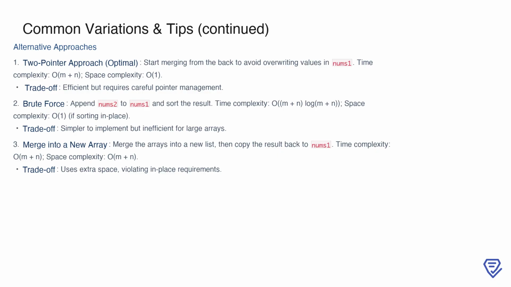A simpler, though less efficient, approach is the brute force method, where you append nums2 to nums1 and sort the result. While this has a higher time complexity of O(m plus n log(m plus n)) and may work for smaller datasets, it's not suitable for larger inputs. Another alternative is to merge into a new array first and then copy the result back into nums1. This method has a time complexity of O(m plus n), but it uses extra space and violates in-place requirements, making it less ideal for this particular problem. Understanding these trade-offs helps you choose the best approach based on the constraints and context.